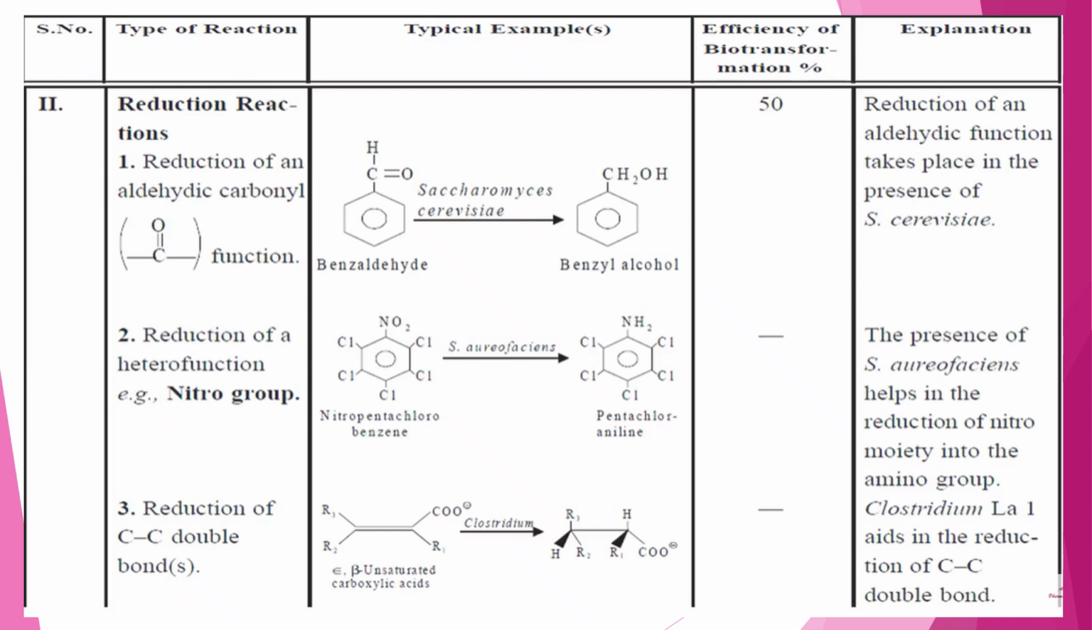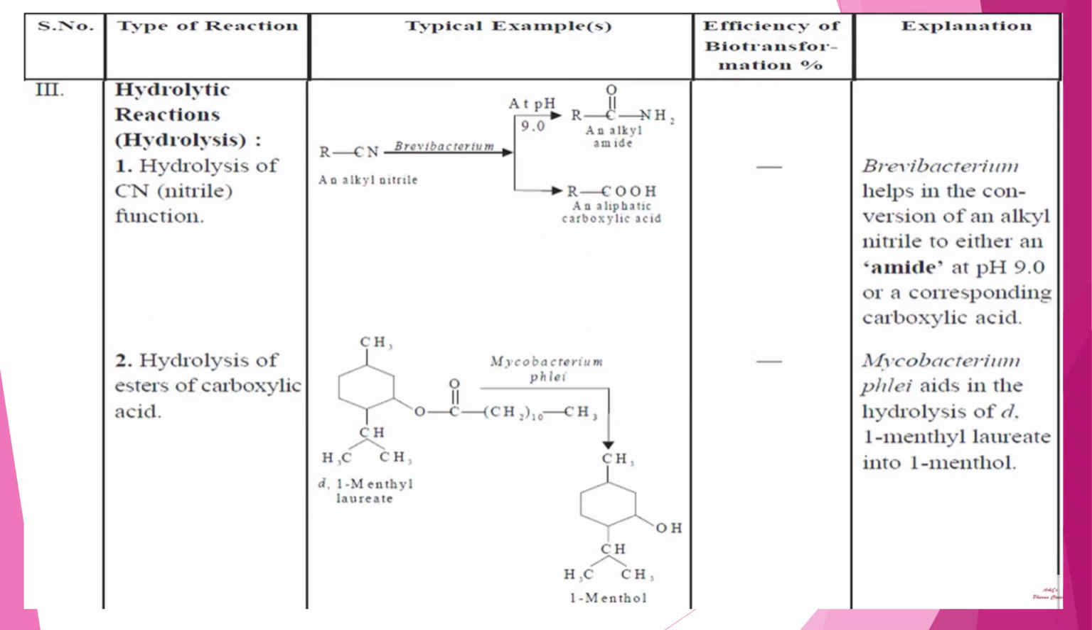Then here you can see reduction of heterofunction. The nitro group, nitropentachlorobenzene, is converted into pentachloroaniline. NO2 group is reduced into NH2 group in the presence of Saccharomyces species. Then reduction of carbon-carbon bonds. Okay, this alpha beta unsaturated carboxylic acid is reduced in the presence of Clostridium bacteria.